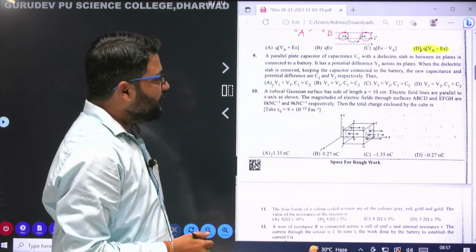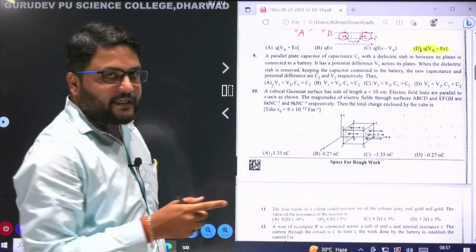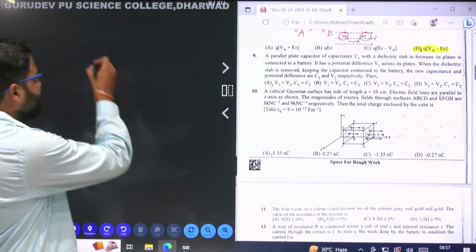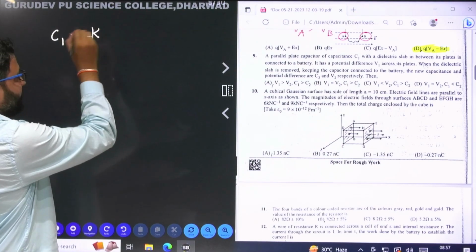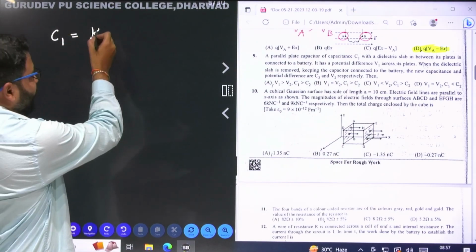Here, what they have given is a capacitor which has a dielectric slab in it. A capacitor having a dielectric slab inside it would be clearly written in this manner, with this dielectric constant.